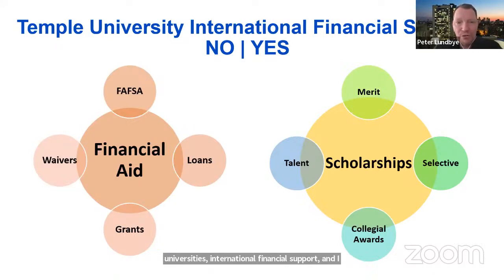The red on the left is what we would call financial aid. Usually the FAFSA, loans, waivers and grants are not eligible for international students at Temple. But at Temple, we do have the four other areas of scholarship: merit scholarship, selective scholarship, our collegiate colleges, so engineering, for example, has scholarships that they offer to international students, and we also have talent scholarship.